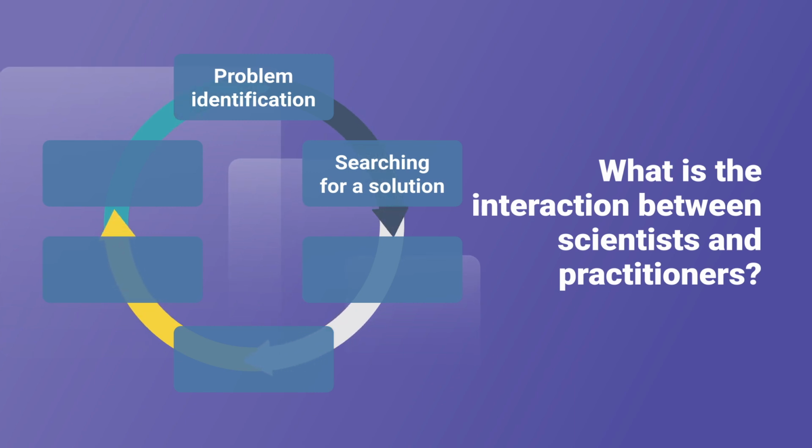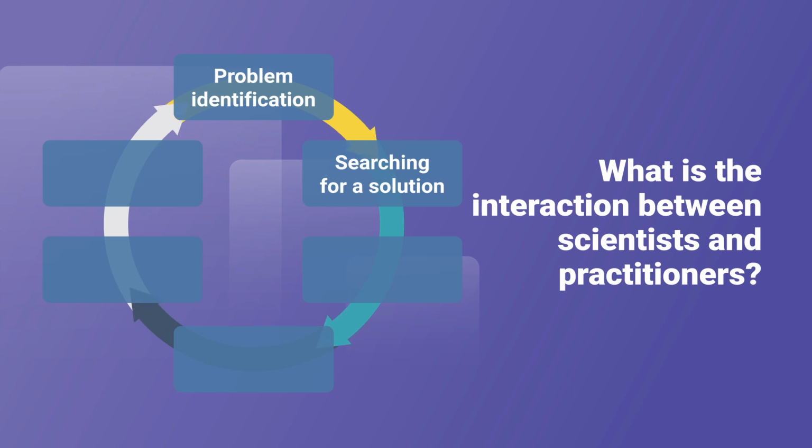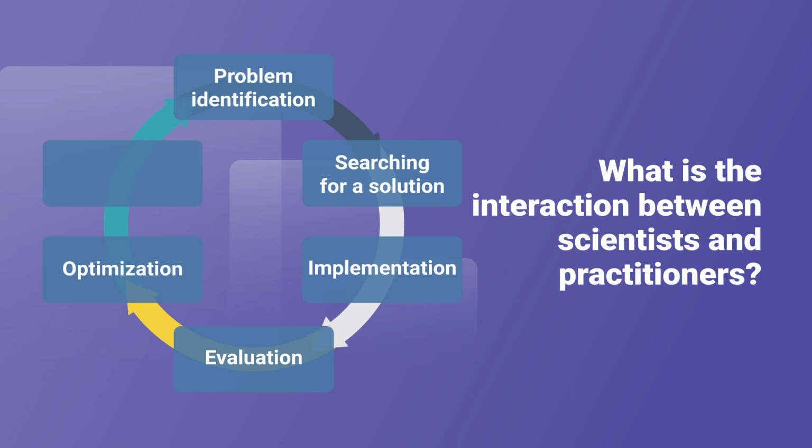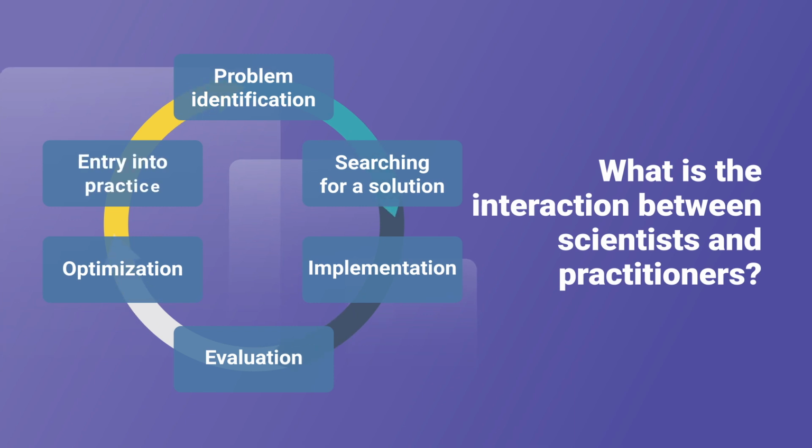interested in. Based on available research data, a comprehensive solution is selected, which is often presented in the form of recommendations for practice. Following the implementation of the recommended solution, the process is evaluated to determine if the goals are realized. If the goals are not achieved, the process is optimized by changing and adjusting some elements of the whole process. The final stage is the entry of the improved solution into practice.